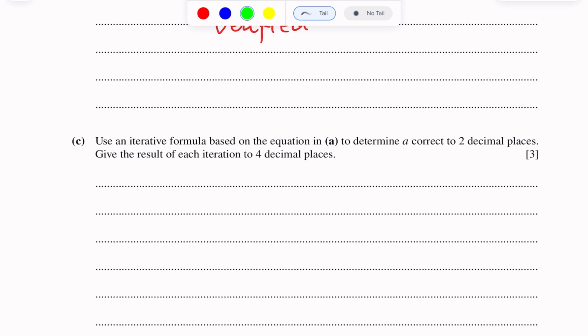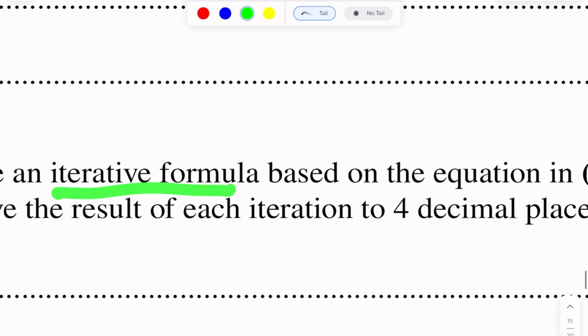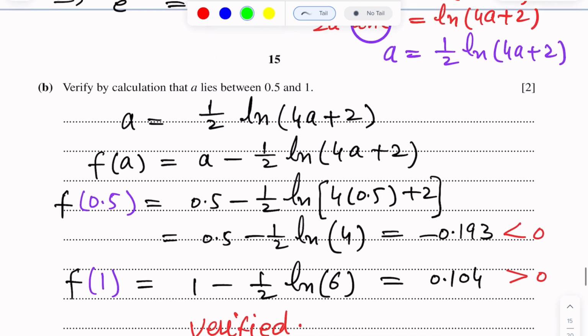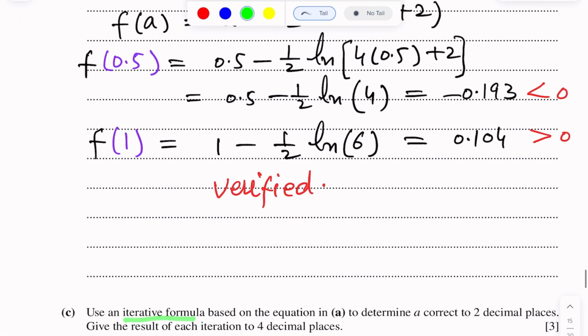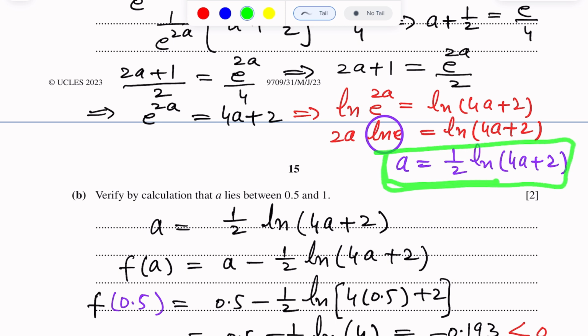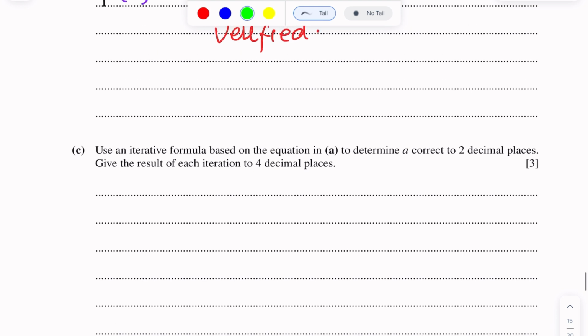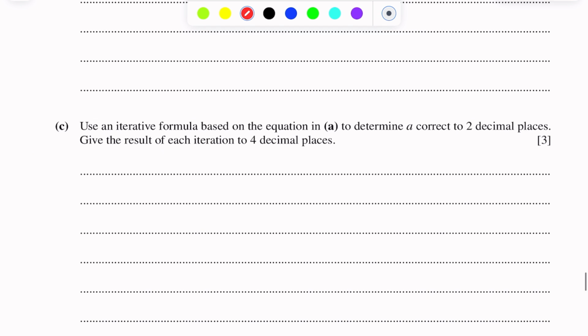First, we write the iterative formula, because the iterative formula is not given, but it is based on this part. Now we will use this relation to make an iterative formula, because the iterative formula is based on the result of part A. The result of part A is this, which is highlighted. This is the way to make the iterative formula.